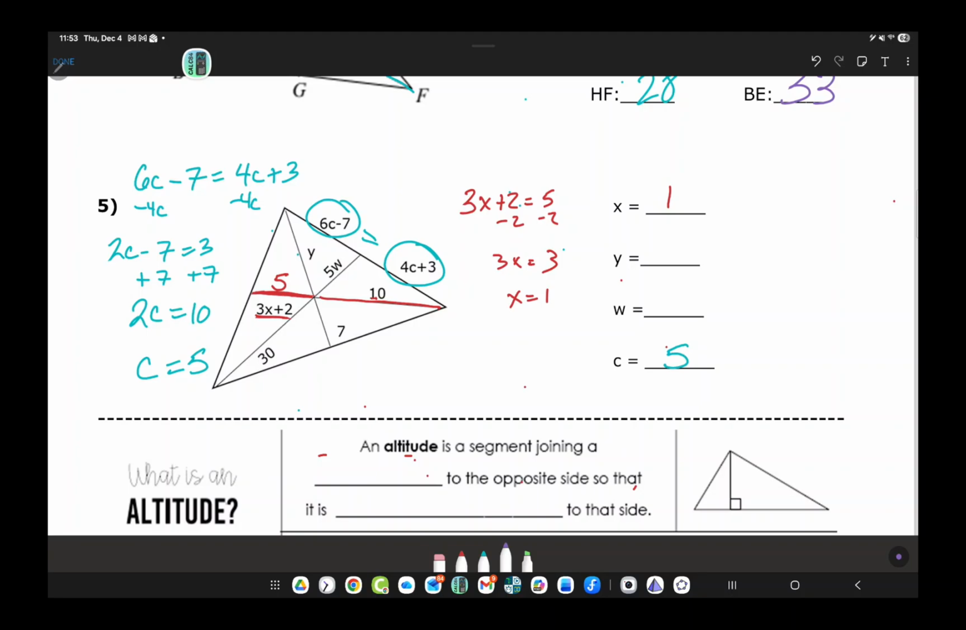All right. Now, y is actually a bit easier. Because here we have y, and here we have 7. So remember, the longer segment in here is equal to how much of the shorter? So what's 2 times 7? 14. No real work for that.